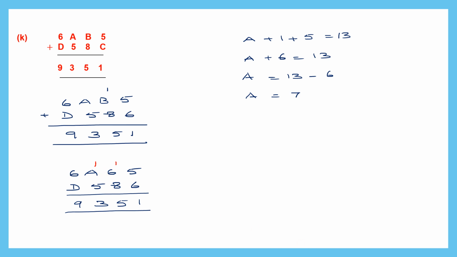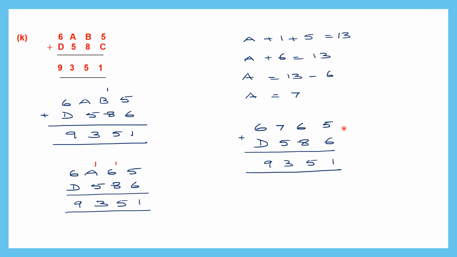So here we have 6, A, B, 5. We have found B and C. Let's put 7 in the place of A. So let's write that 6, and in the place of A, we are writing 7. B is 6 and then 5. D, 5, 8, 6. All this on adding up should give us 9, 3, 5, 1.